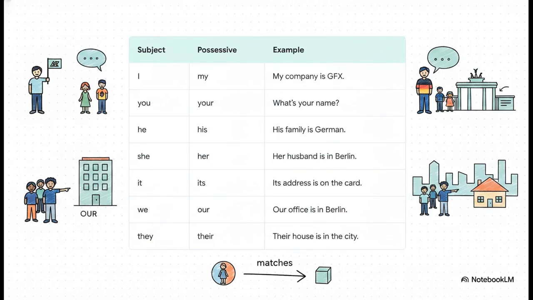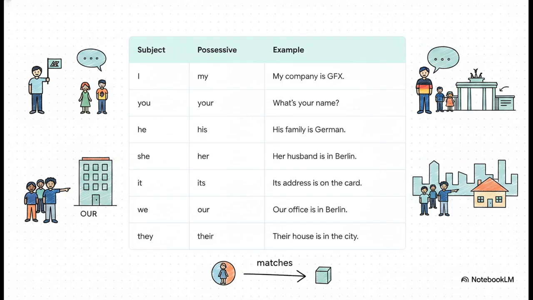So let's walk through this chart together to see how that transformation happens in real life. On the left, we've got the subject, the middle is our new possessive adjective, and the right is a real-world example. If the subject is I, the possessive is my, like my company is GFX. If it's you, it becomes your. What's your name? For a guy, he transforms into his. His family is German. For a woman, she becomes her. Her husband is in Berlin.